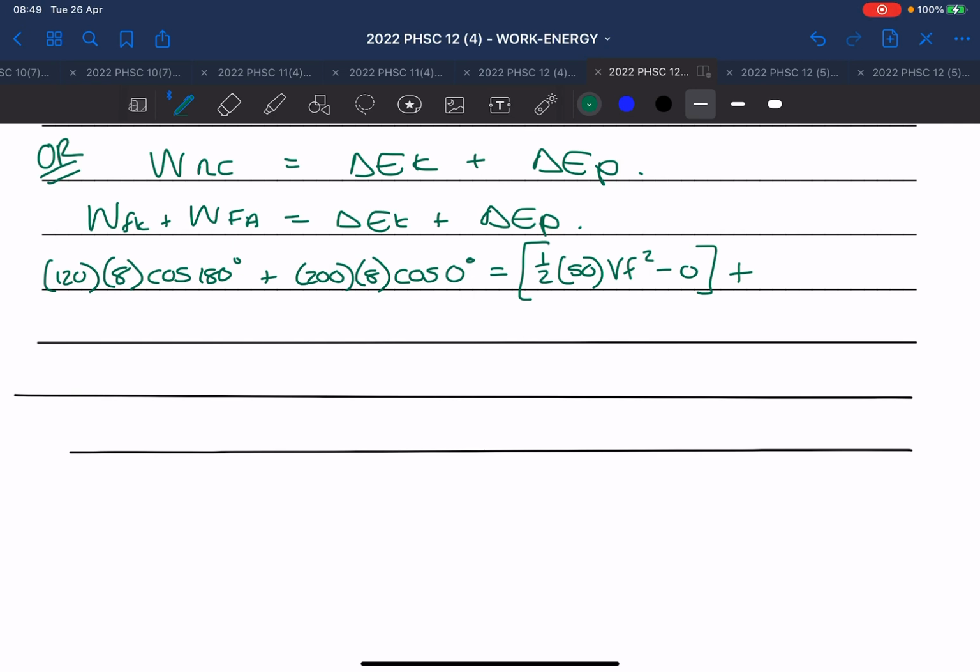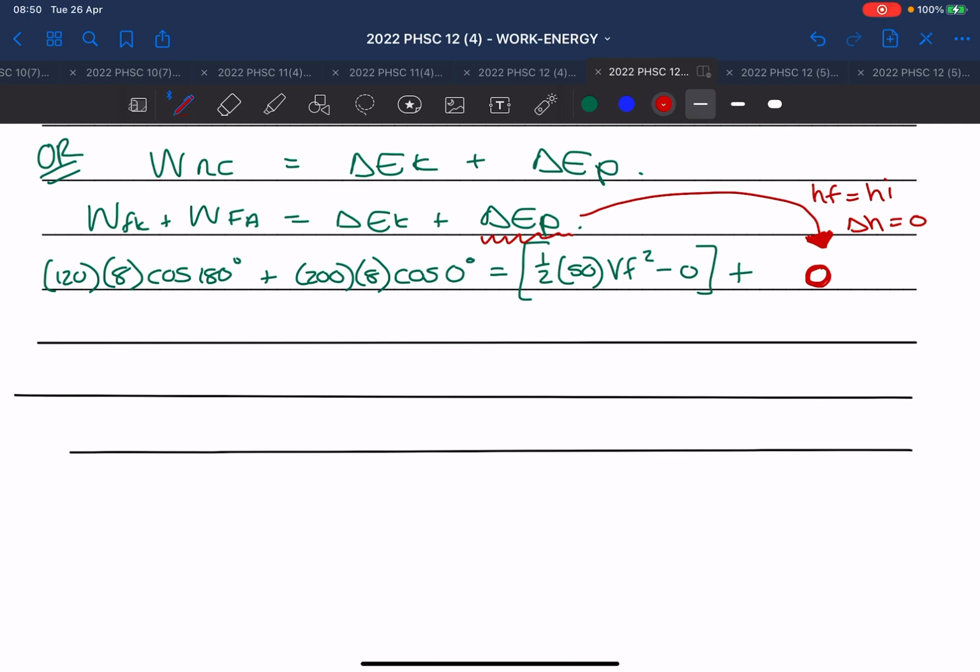Okay. And then I'm going to write down and say that the potential energy that I fill in here, the change in potential energy, is zero. Why do I say that, Vanelli? The height did not change. Okay? It's because the final height is equal to the initial height. So the change in height is zero. So that whole change in potential energy is zero.